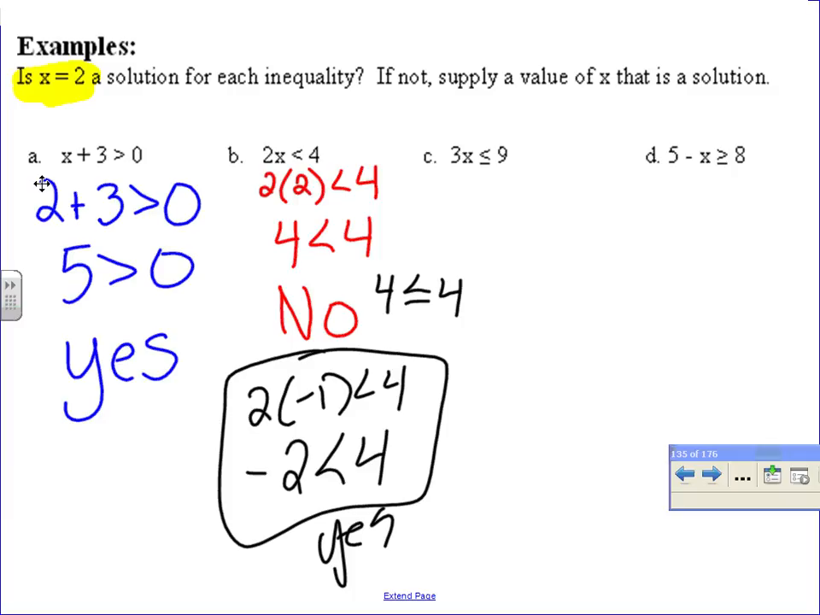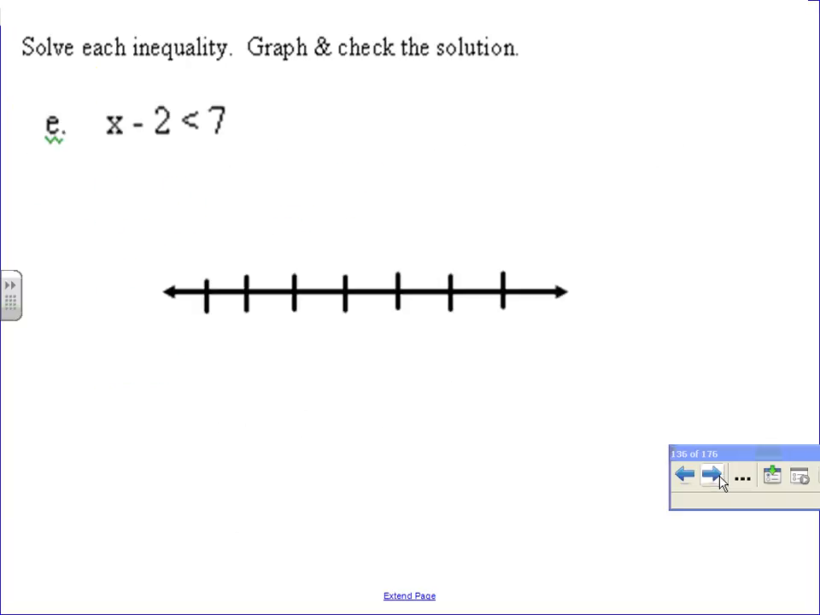I want to show you how to solve. Okay, so let's skip the other two. Let's go to letter E on the next page. Okay, so the fun part. Solve and graph each inequality. What kind of inequality do you think this is? A one-step or a two-step? Doug, what kind? Good, it's a one-step. Too easy, but we need to do them.